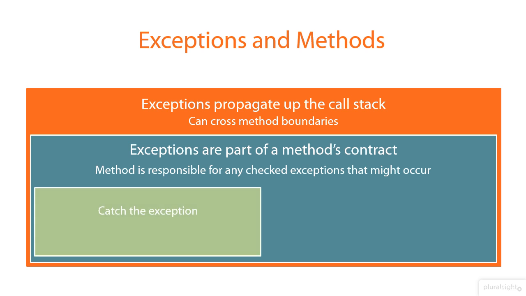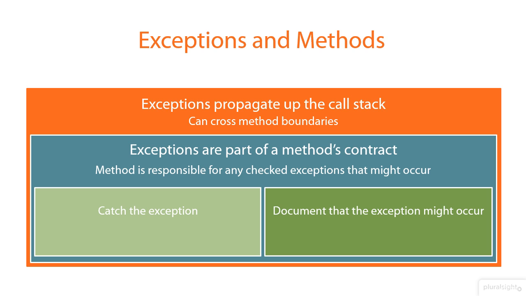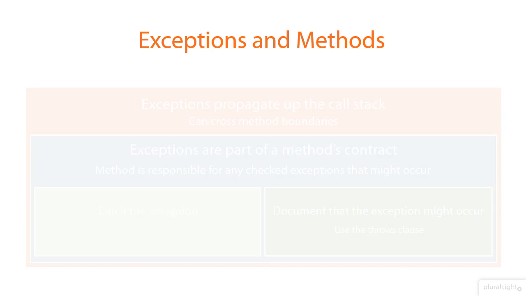One is it can catch the exception, but it doesn't have to catch the exception. But if it doesn't catch the exception, then it must document that that exception might occur. The way that's documented is that a method can have a throws clause on it. And that throws clause needs to list any checked exceptions that might occur within that method that it doesn't handle. Let's look at some code and get a sense of how that works.